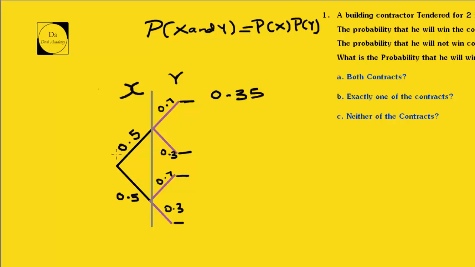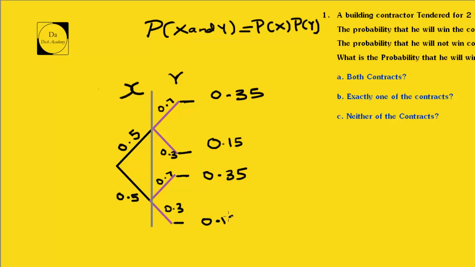And to get to this point here, we pass through here and here. So that's the probability of winning contract X and not winning Y. So that's 0.5 times 0.3. That's 5 times 3, which is 15, divided by 100. So that's 0.15. And then here, the probability of not winning contract X and winning contract Y: 0.5 times 0.7, 0.35. So you can easily understand what you do to get the probability here.